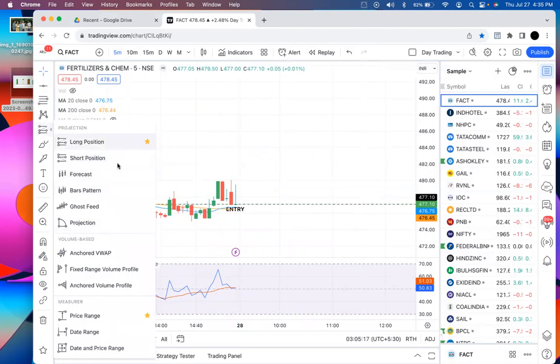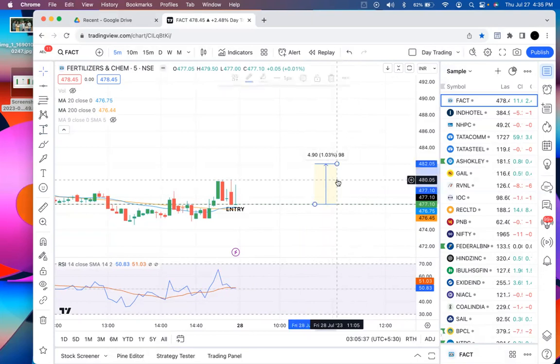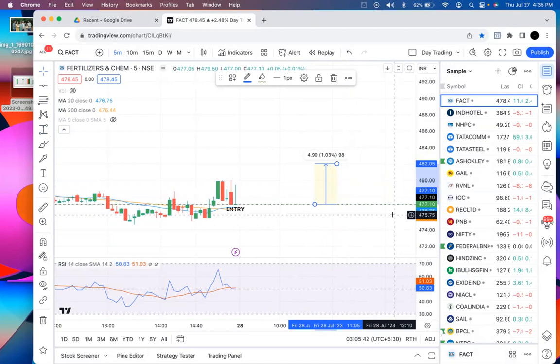Here is a way to do it. You can take a tool like this and go here and then calculate 1%. Here it is. Here's 1% right over here. 1.03, that's good enough. All right, here's 1%. Once I click on this, see, 482.05 right there. That would be my 1% above the purchase price. So at the time of purchase, I would set that as my target to sell.